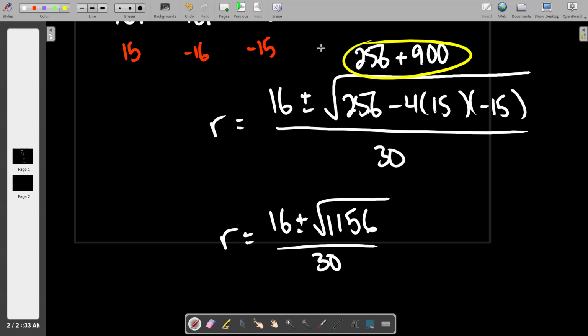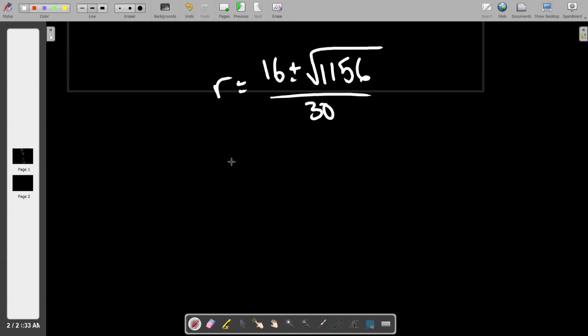And I don't think 1156 is square rootable, but let's find out. I don't know that one. But yeah, it is. I'll be darned. I learned something. So the square root of 1156 is actually 34. So you should have 16 plus or minus regular old 34 divided by 30. And you can choose at this point whether you want to do the pathways then reduce, or reduce then do the pathways. I couldn't care less. You pick.